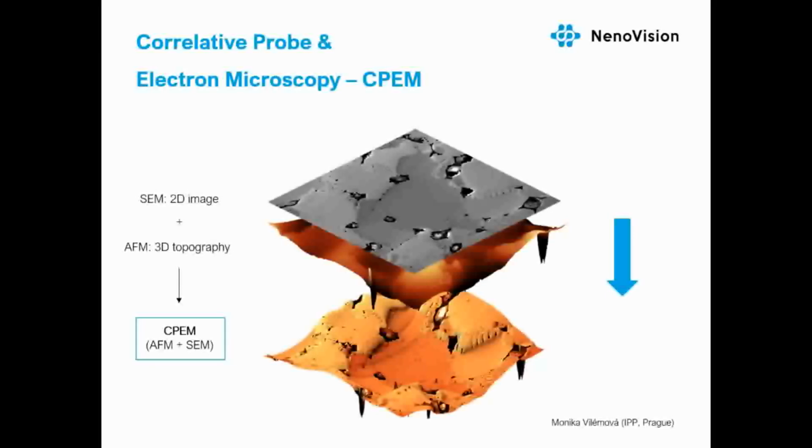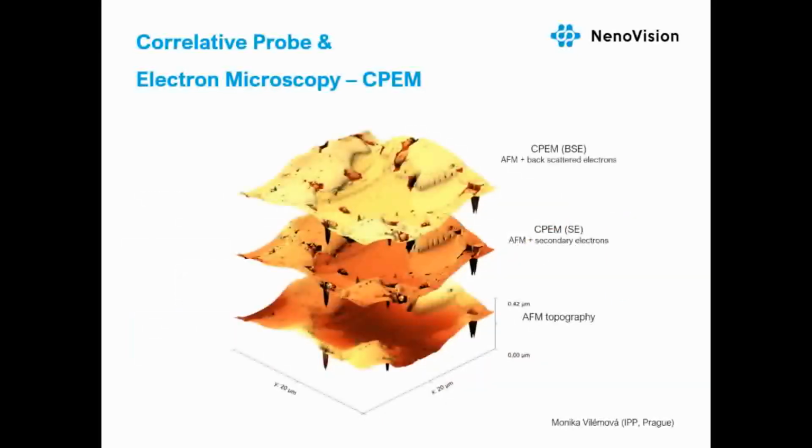Once the AFM and SEM images are captured, they are subsequently correlated into one image, which we call three-dimensional CPEM view. The information of material contrast in the two-dimensional SEM image is extended into the third dimension using the AFM topography. CPEM view can contain multiple channels, as shown on this sample of tungsten chromium with hafnium oxide particles. Here, the AFM topography was correlated with the data from secondary electron and backscattered electron detectors.